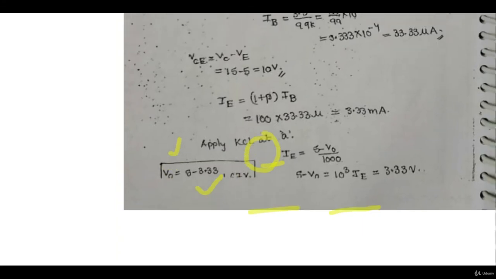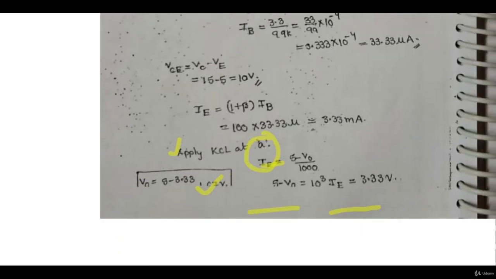Now you have the value of current IE, which will be the same as IF, so you can calculate the value of V0 by applying KCL at A. IE will be equal to 5 minus V0 divided by 1000. From here you can calculate the value of V0, since IE is equal to 3.33 milliampere. It is not printed here, so you can calculate it.